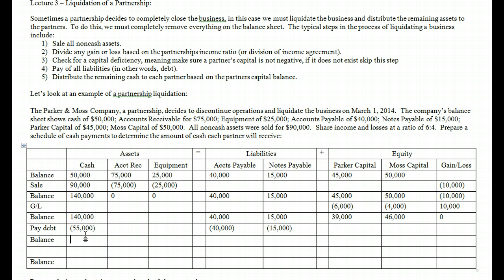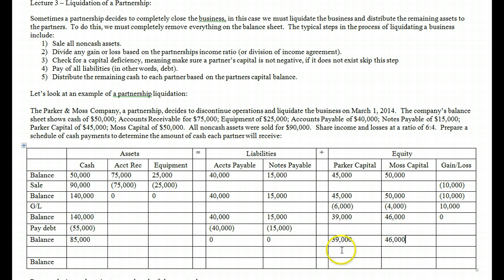All right, so that brings us to our next step. Let's get our balance. So we're going to take the 140 and subtract the 55. So that leaves us cash of 85,000. That leaves us no liabilities, right? Now let's look at what happened to capital. Well, our capital was unchanged. So Parker has 39,000 and Moss has 46,000. And lo and behold, if we take that 39,000 plus that 46,000, what do we come up with? Hopefully, you come up with 85,000. Because remember, our accounting equation must always be in balance.